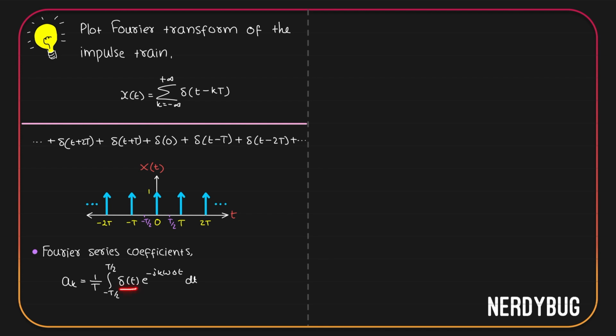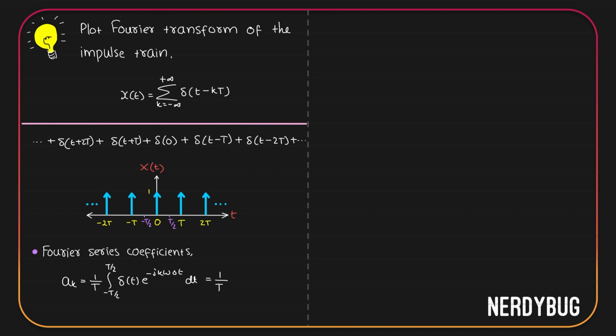Again, delta of t only has value at t equal to 0. So we don't really have to integrate from minus T by 2 to T by 2. We can just take the value of this whole function at t equal to 0. So this becomes 1 by T multiplied by delta of t at t equal to 0, which is 1, multiplied by e raised to minus j k omega naught t at t equal to 0, which is e raised to 0, which is also 1. So a_k is simply 1 by T.